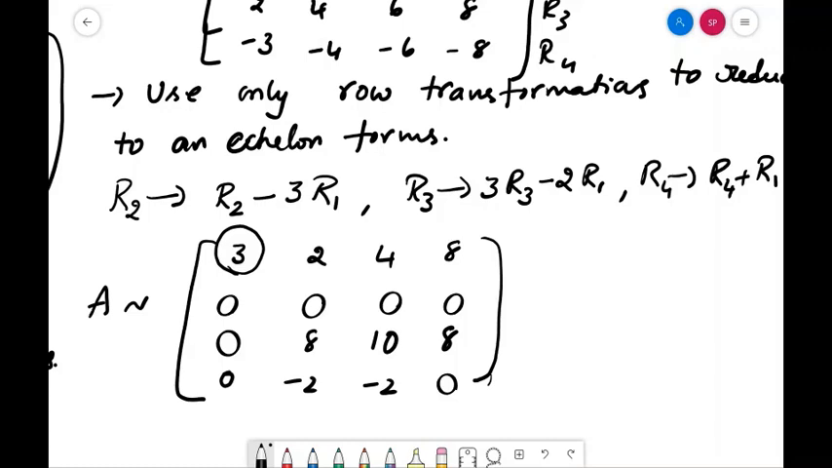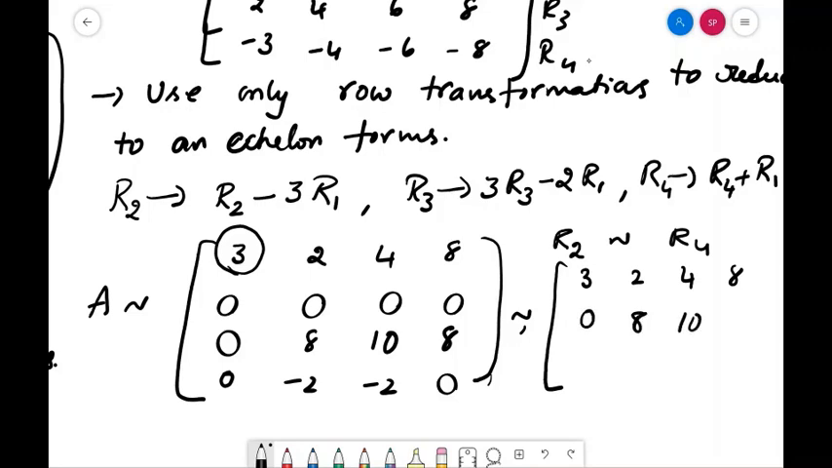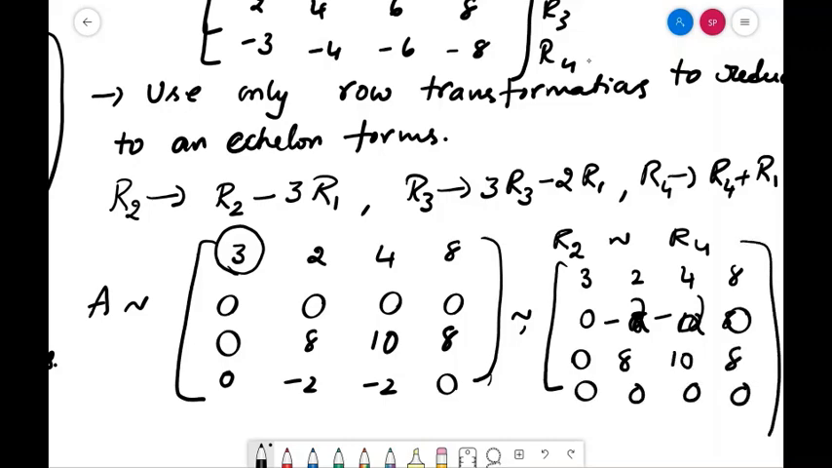So what I am going to do is interchange the rows. I want to send this row 2 to the last, so I am interchanging R2 and R4. Then this matrix is transformed to: 3, 2, 4, 8; then R4 has to come here: 0, minus 2, minus 2, 0; and the third row 0, 8, 10, 8; and 0, 0, 0, 0. We can interchange in any way. I just interchanged R2 and R4.